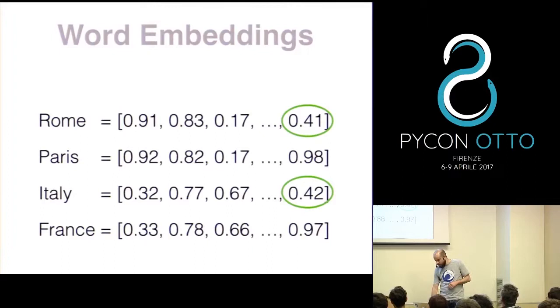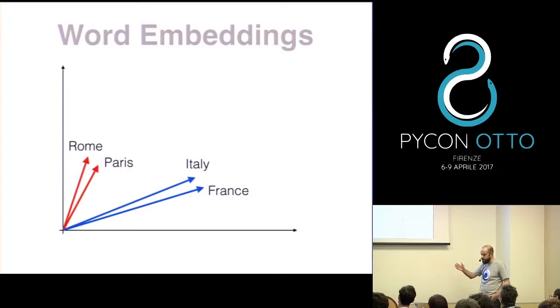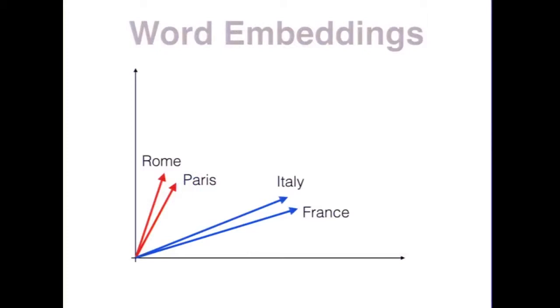And if we look at them in a picture, Rome and Paris, they're close to each other. They're similar. And then Italy and France, they're also similar, so they're close to each other. And if you notice, there's a kind of direction, Rome to Italy, capital of, and Paris to France, capital of. So you have this semantic relationship being captured here. So this is basically the magic with word embeddings.